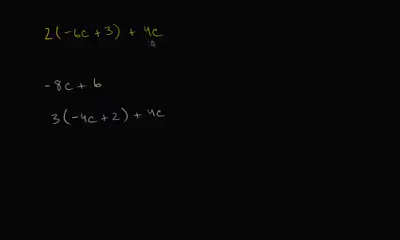So I'm assuming you've had a go at it. The way I like to tackle these is just to simplify all of them as much as possible. This one up here is clearly not that simplified, so let's distribute this 2. If I distribute the 2, what does it become? This is equal to 2 times negative 6c is negative 12c. 2 times positive 3 is positive 6. And then we have plus 4c.